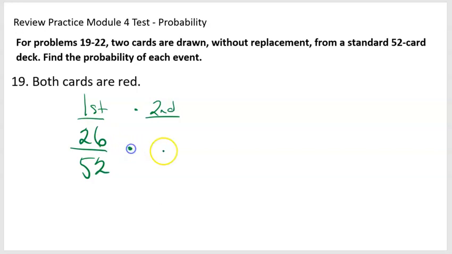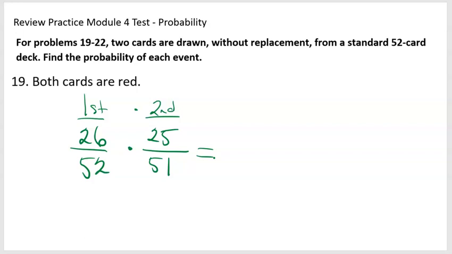Now, the second time we draw, we don't have as many cards available because we've already drawn out a red card, right? So there are 51 cards in the stack now. How many red cards are in the stack? There's only 25 because we've got to assume we've already drawn a red card. And now we can multiply these together.